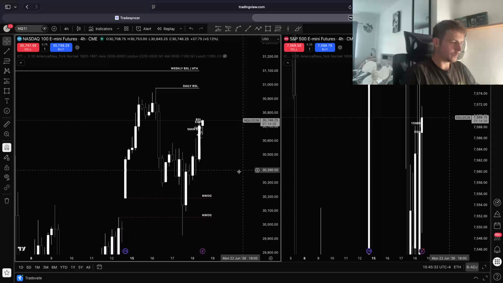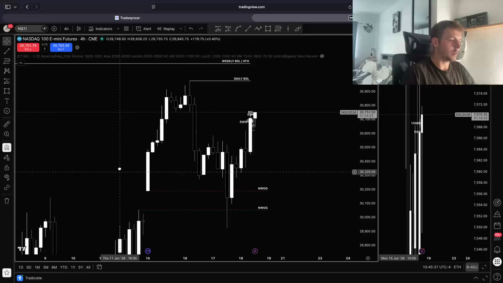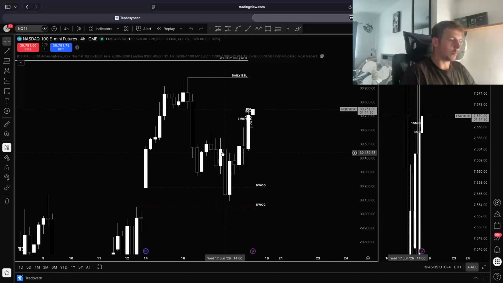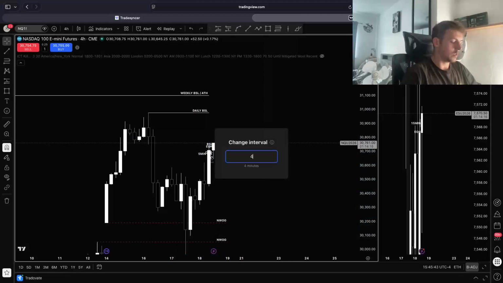So bias coming into the day was bullish. This is a PM session. It wasn't around for the AM. Bullish. We're reacting out of that new week opening gap as I expected to, and we started buying up towards this daily buy side liquidity.